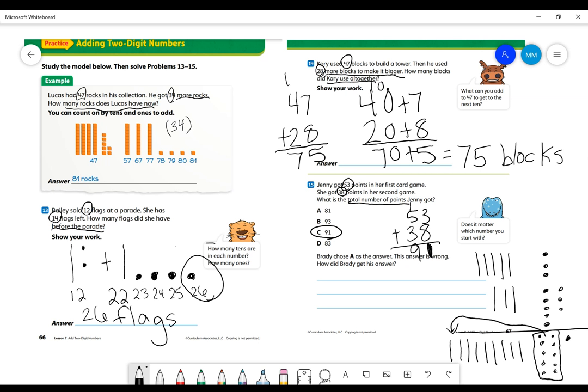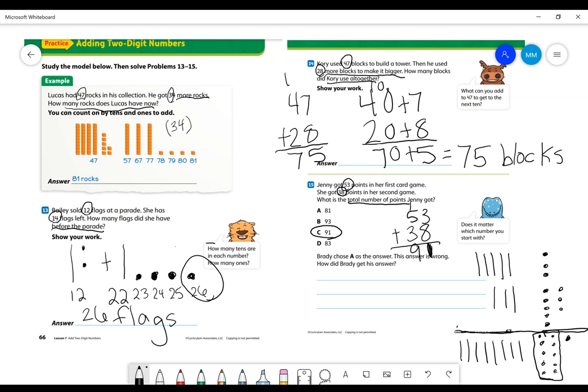Ooh, Brady chose A as the answer. This answer is wrong. How did Brady get this answer? So friends, look at what we did right here. Let's pretend that Brady, our friend Brady, knew that he could only have 1 digit in the ones place. He can't have 11 in the ones place. So he kept the 1, but what did he not do with his group of 10 in the ones place? He didn't move it over. So he kept his 1 one, forgot to carry that 10 and kept 5 plus 3 tens.